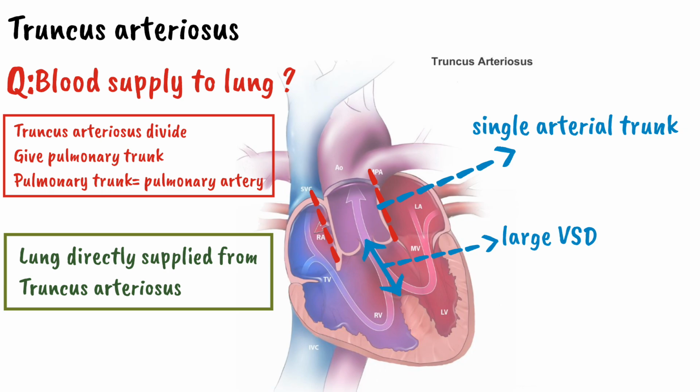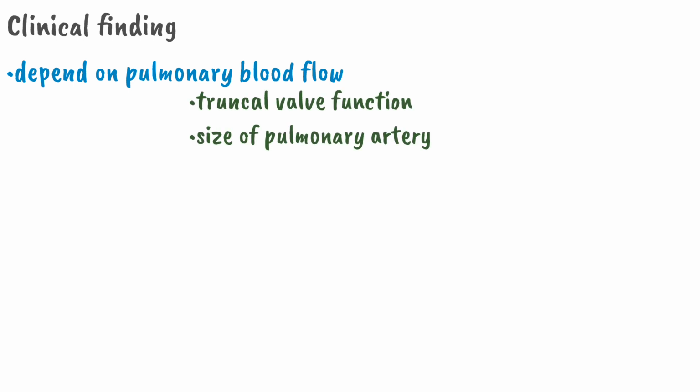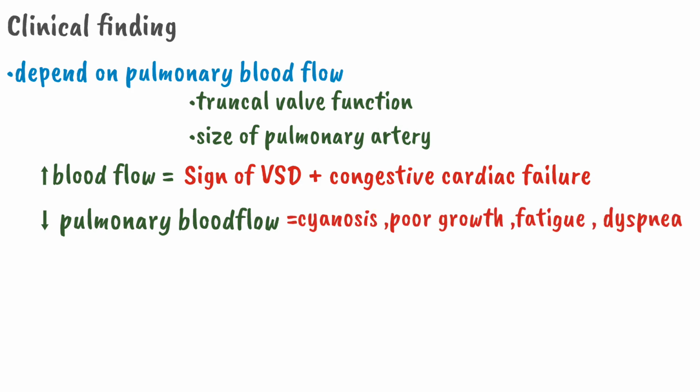Now let's come to the clinical findings. The clinical findings in truncus arteriosus depend on pulmonary blood flow, which ultimately depends on the truncal valve function and the size of the pulmonary artery. If there is an increased amount of blood flow through the pulmonary arteries, there will be signs of VSD and congestive heart failure, because the heart deals with a high amount of blood. But if there is decreased pulmonary blood flow, it will result in cyanosis, poor growth, fatigue, dyspnea and congestive failure.